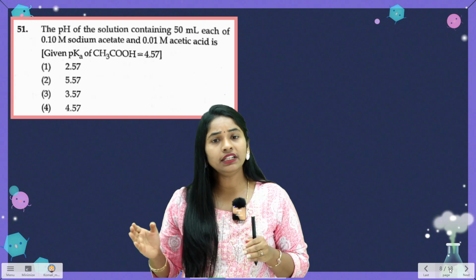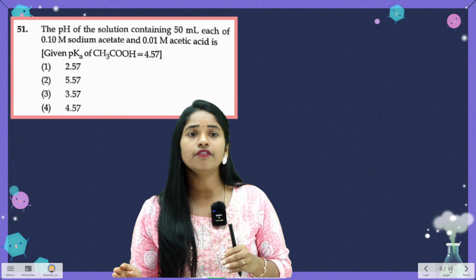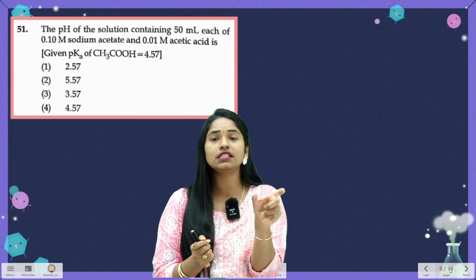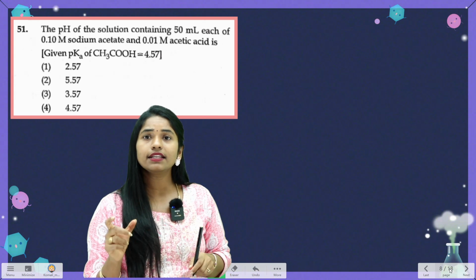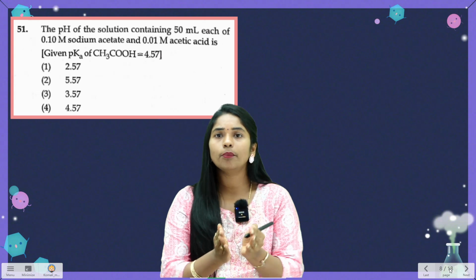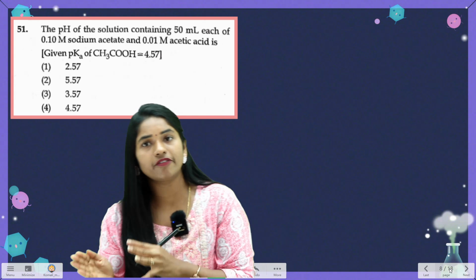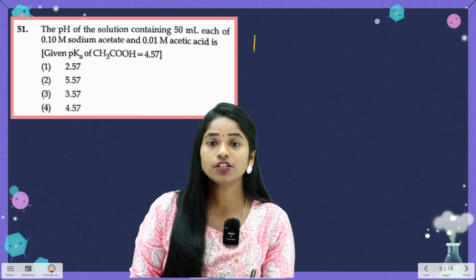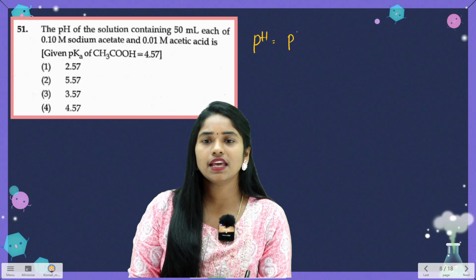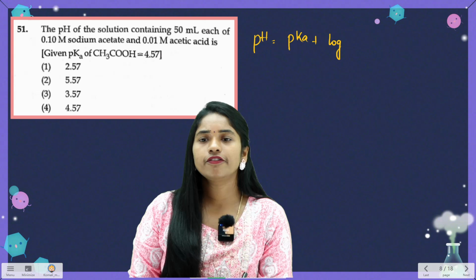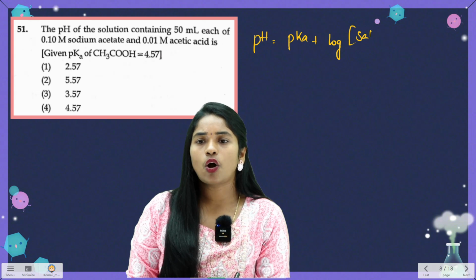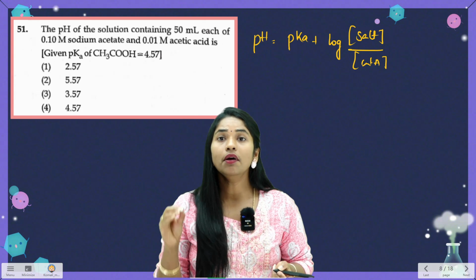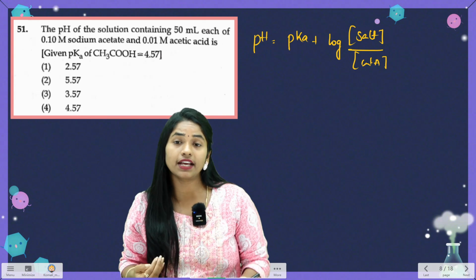The pH of the solution containing 50 ml each of sodium acetate and acetic acid is given. Here sodium acetate is a weak acid salt and acetic acid is a weak acid. When these two are combined, it is a buffer solution. What is the formula to calculate the pH of an acidic buffer solution? pH is equal to pKa plus log of concentration of salt divided by weak acid.